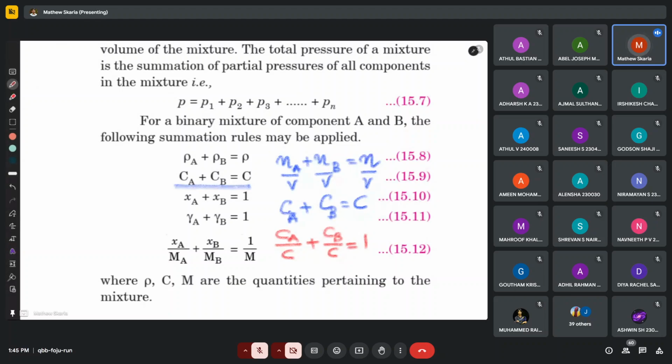What is Ca by C? Abel Joseph? Yes, sir. What do we call Ca by C? Sir, mole fraction. Mole fraction, the notation gamma A plus gamma B is equal to 1. So that is this expression. Gamma A plus gamma B is equal to 1.